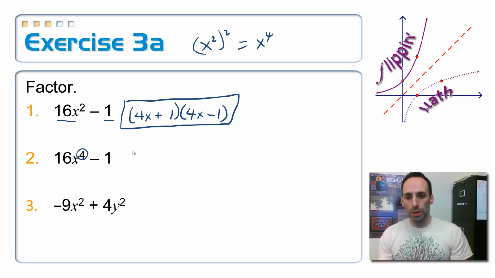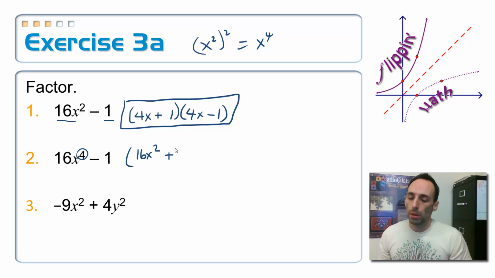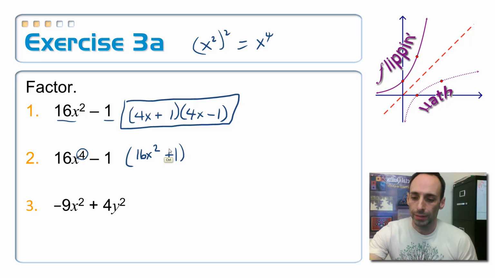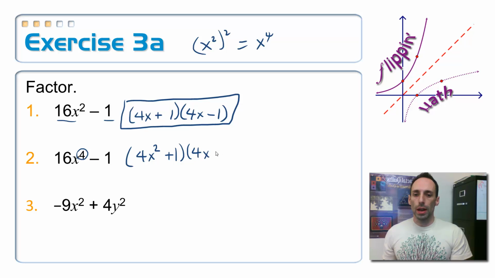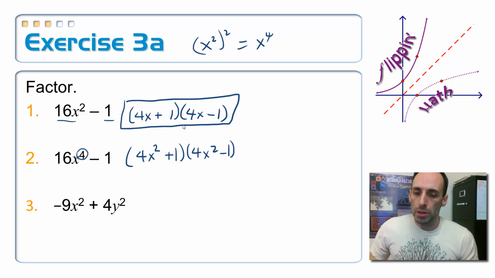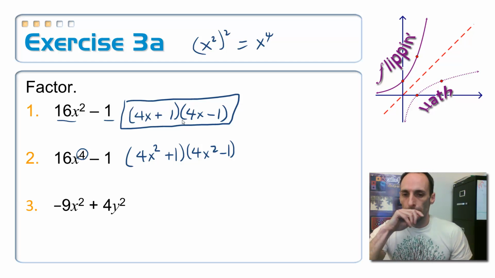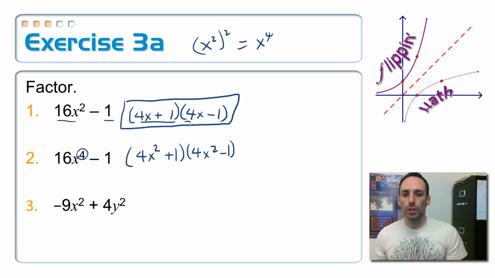So I'm going to write this one as, again, the square root of 16x to the fourth should be 16x squared plus 1, not 16. No, not 16. That should be a 4. Silly, silly. 4x squared plus 1, and then 4x squared minus 1. Okay, we're done, right? Actually, no. Let's go back to number 1. If I go back to number 1, there's not a single thing you can do to further simplify each one of these.